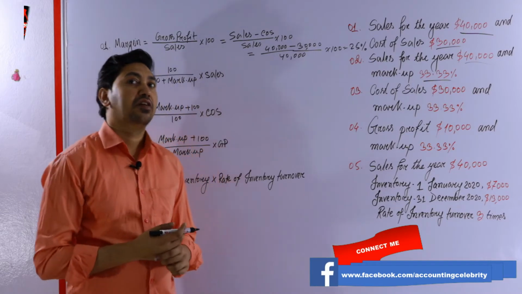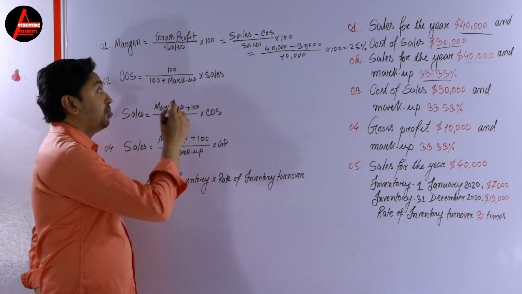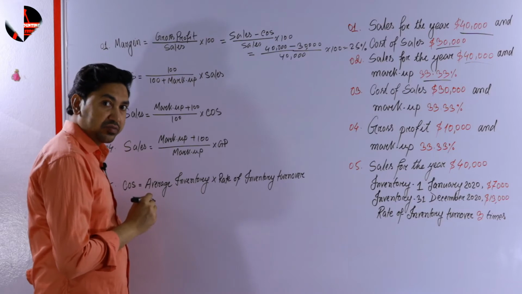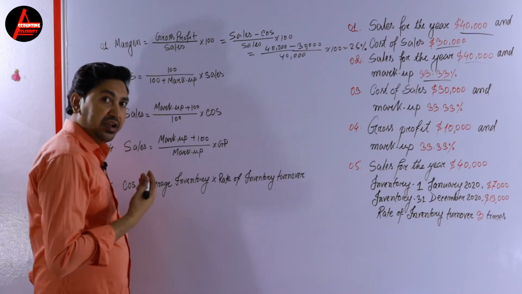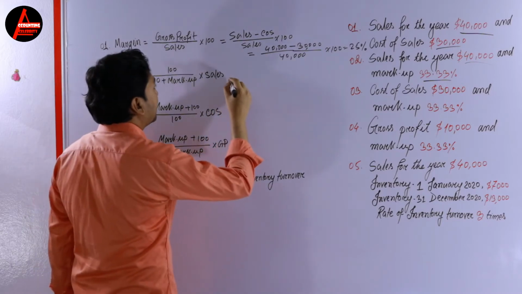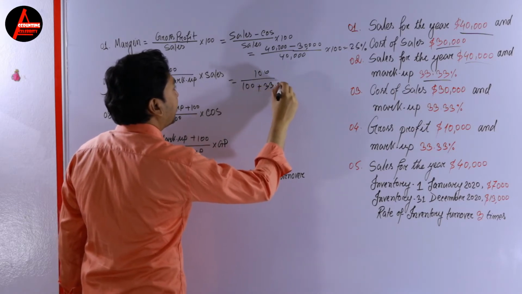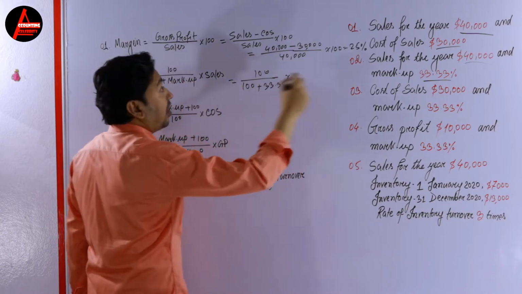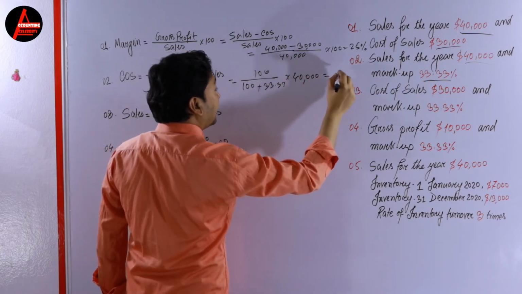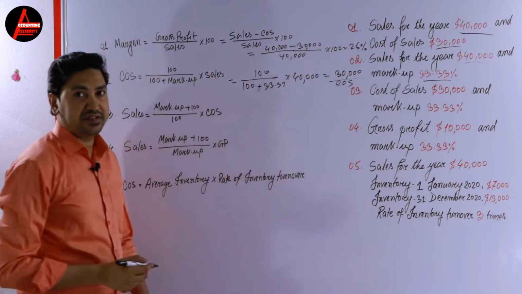So in this case, you need to find your cost of sales first of all. How to calculate cost of sales? Cost of sales equals 100 divided by 100 plus markup, times sales. If you apply this formula, you can calculate your cost of sales. So 100 divided by 100 plus markup 33.33, times sales $40,000. If you calculate, your answer is $30,000. This is your cost of sales.